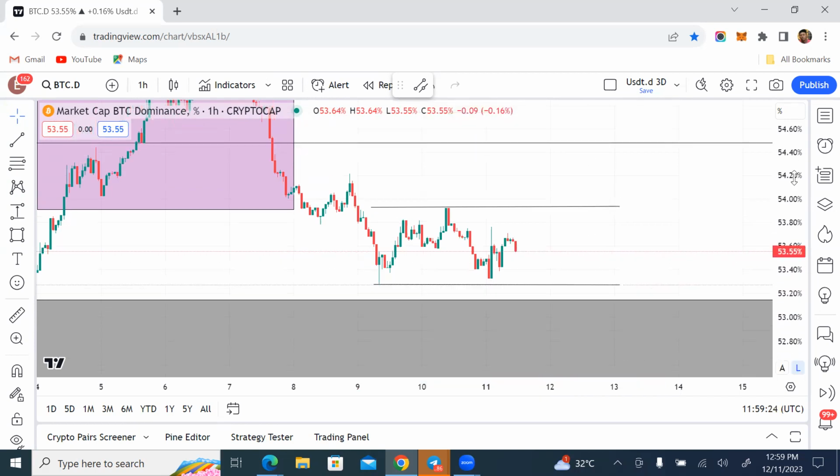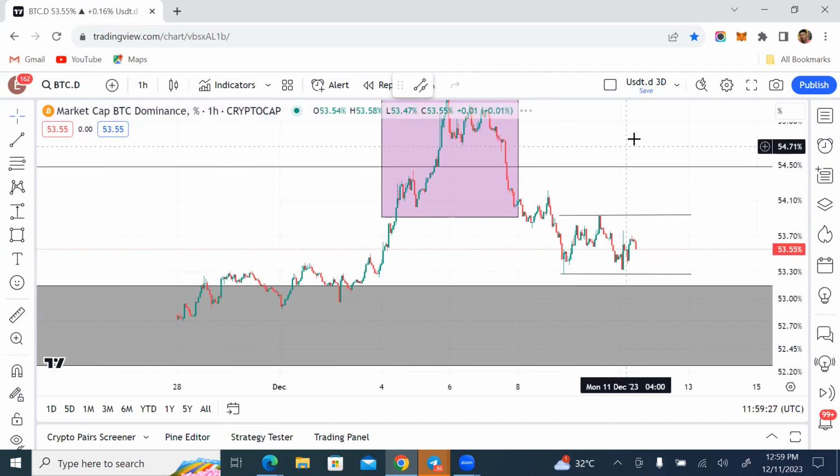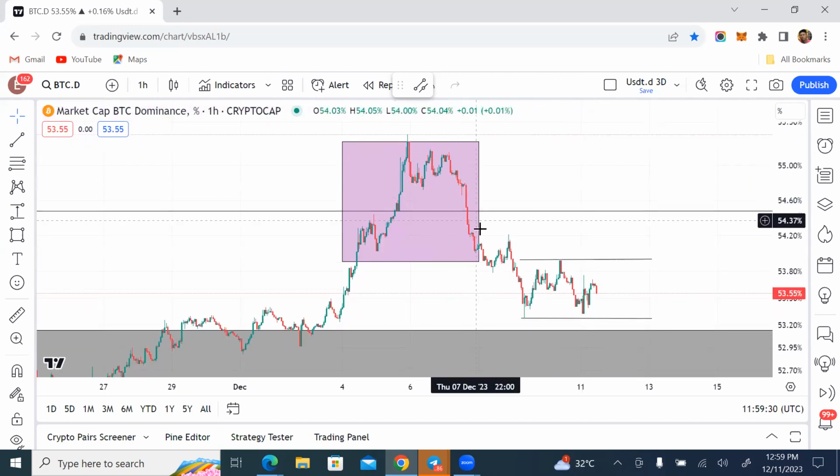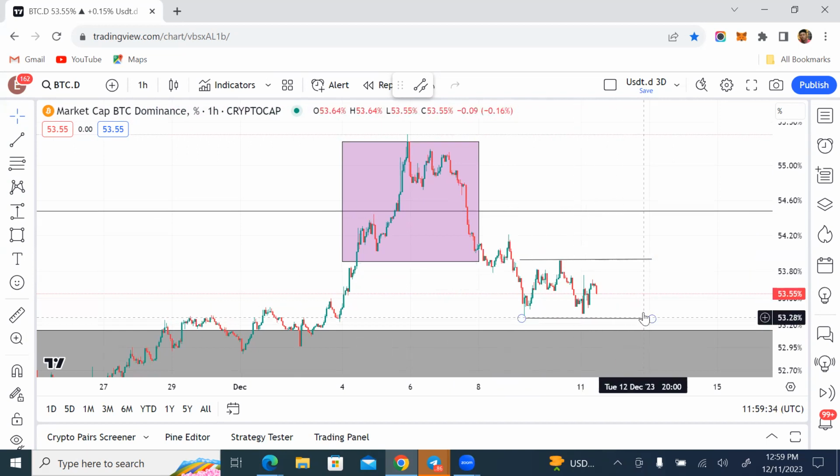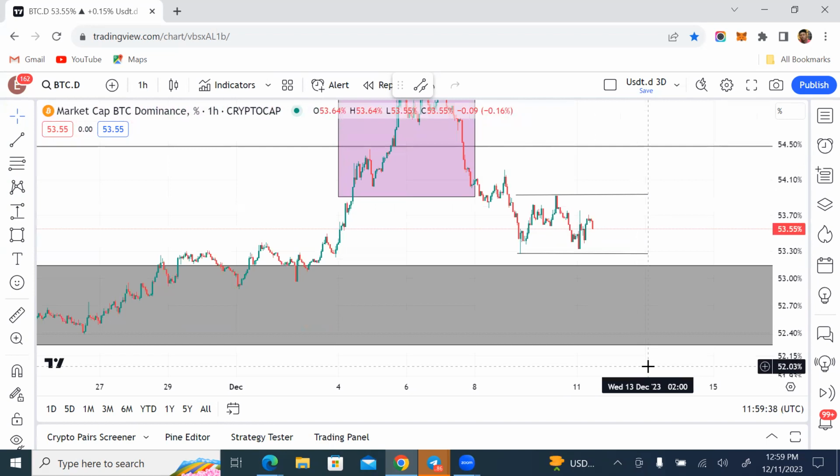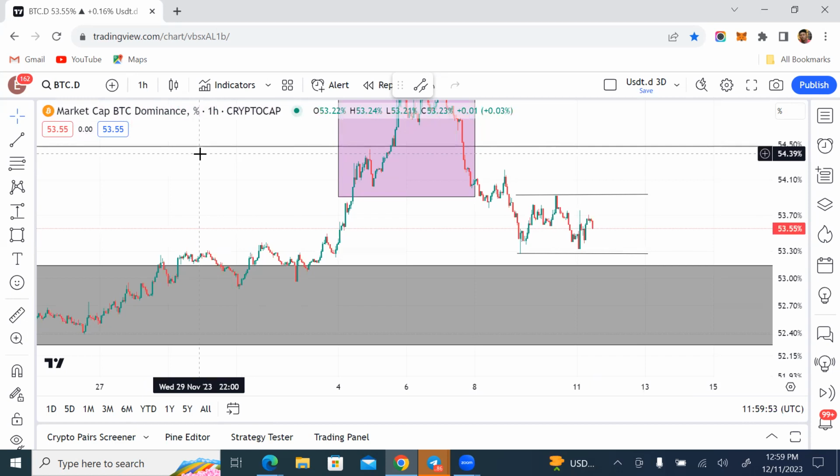But from this point of view, this looks more like a drop-base-drop, meaning an impulsive move to the downside, a consolidation, and then a move down to the downside again. When this usually happens, it signifies just one basic thing, right? It signifies that altcoins start making a move to the upside. But that is only going to happen when BTC consolidates, right?